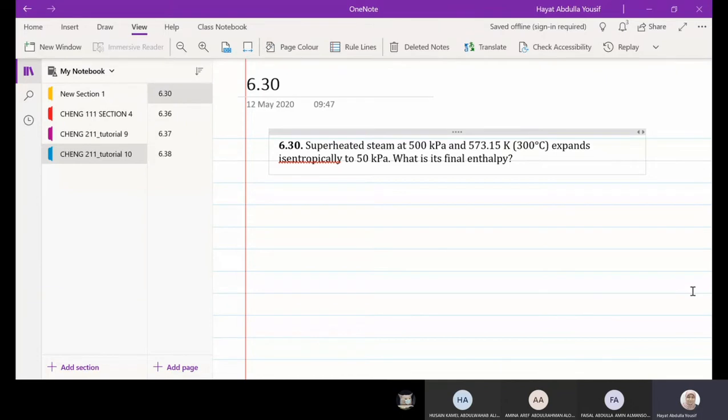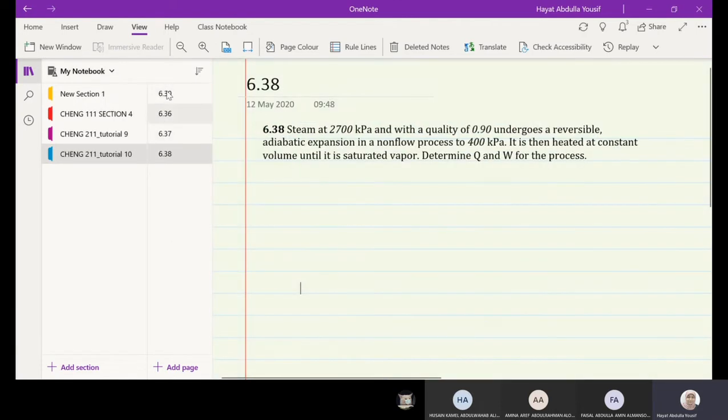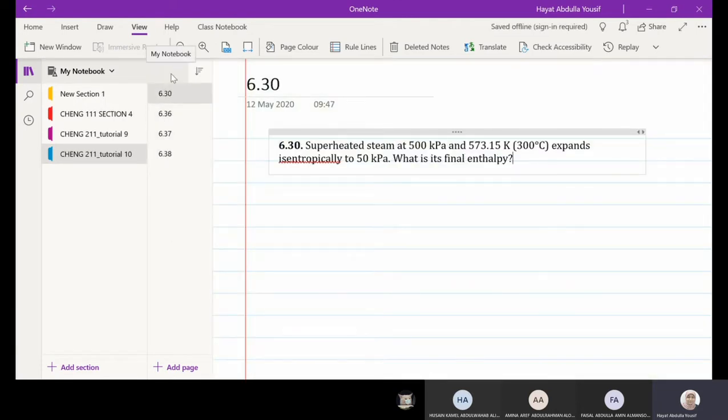Before I start, just to make sure, can you all see the tutorial problems, 630, 636, 637, and 638? Can you all see that before we start giving the lecture? Can you all see the slides or the note here? Sorry, the OneNote. Okay, good. All right.